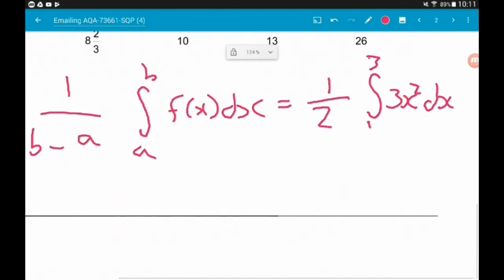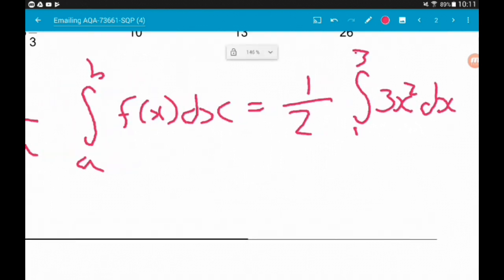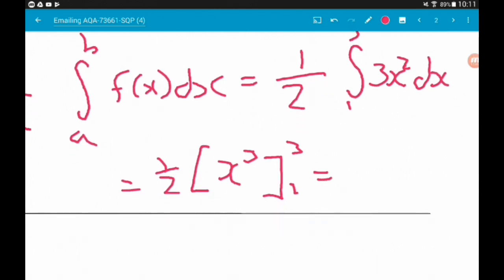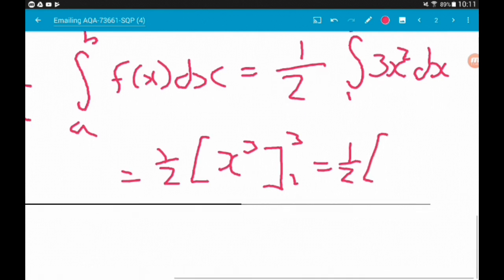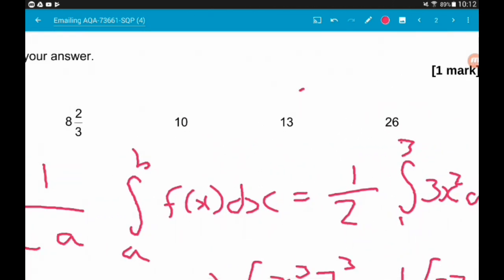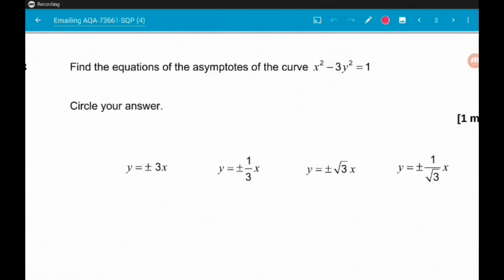If we integrate 3x squared with respect to x, we get x cubed. So this is equal to 1/2 of x cubed between 3 and 1. 1/2 of 3 cubed is 27, so we get 27 minus 1 cubed, which is 1. So we get 1/2 of 26, and the answer is 13. There he is. Cool.